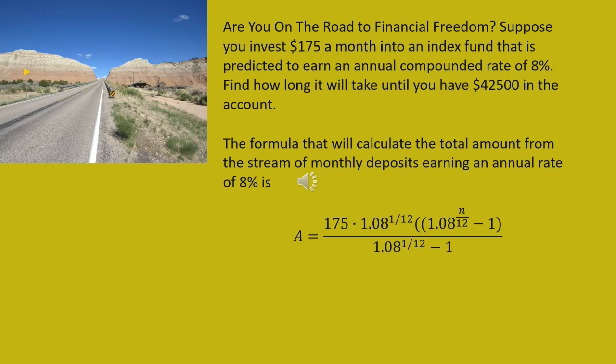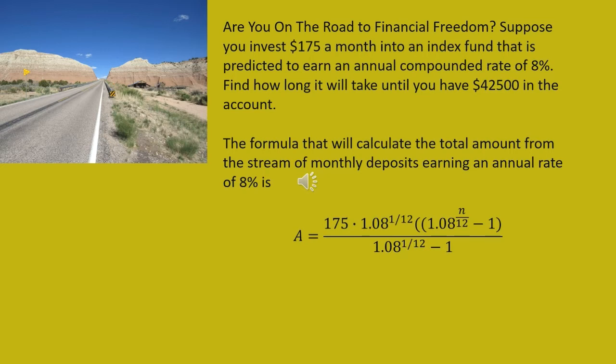So first, I would multiply both sides of the equation by the denominator of the fraction that we have. So I would multiply both sides by 1.08 raised to the 1/12 minus 1. So notice on the left-hand side, I have parentheses indicating I'm multiplying the 42,500 by that entire denominator. And then when the right-hand side gets multiplied by that denominator, it gets canceled. So I'm left just with the numerator.